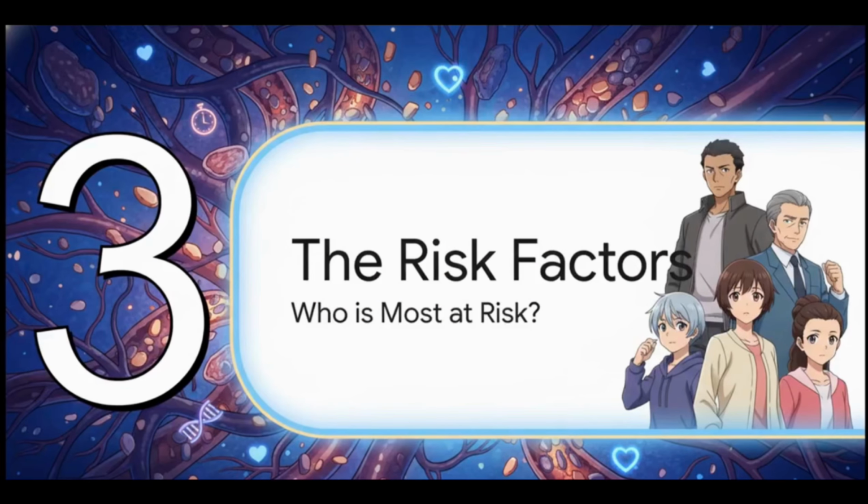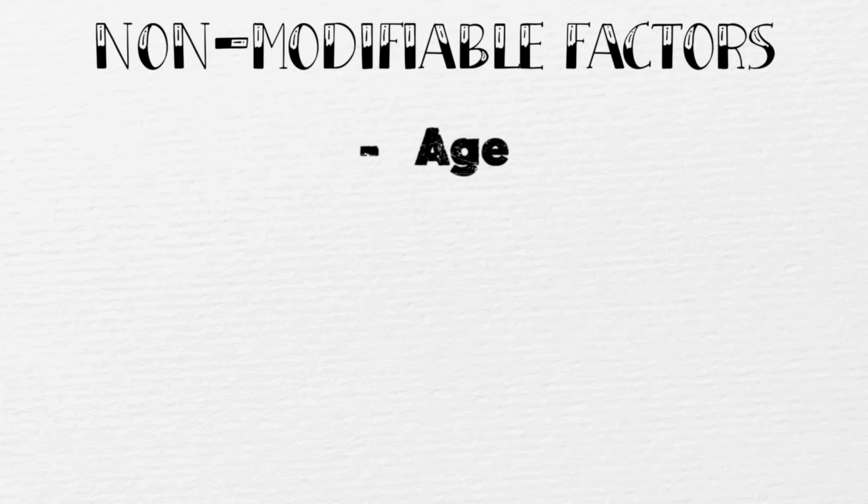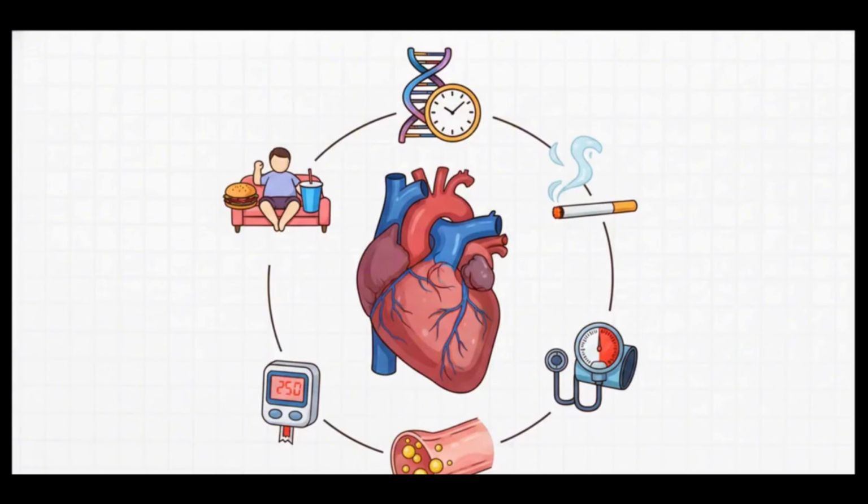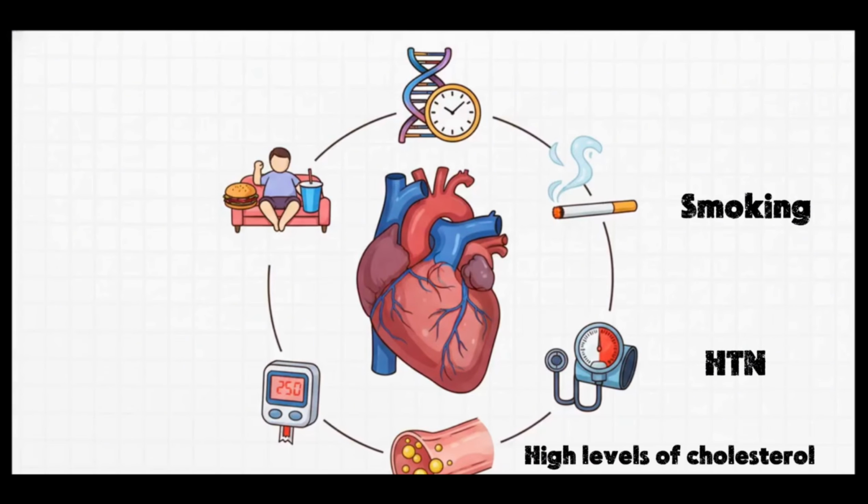Now, let's talk about who's most at risk. Some risk factors are non-modifiable, meaning we can't change them. These include age, family history, and gender. Men are generally at higher risk than women. Other risk factors can be modifiable, like smoking, which damages the walls of the arteries, and we have other risk factors as disease processes, such as hypertension, which contributes to atherosclerosis, high levels of cholesterol, and diabetes, which affect cardiovascular health.